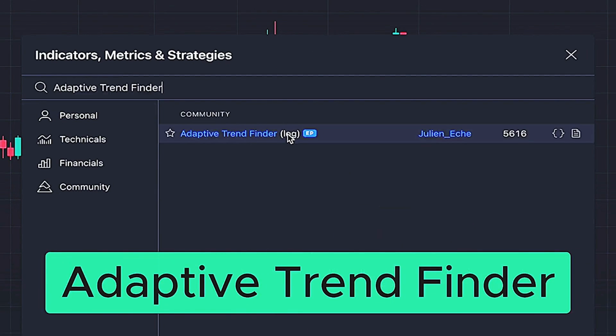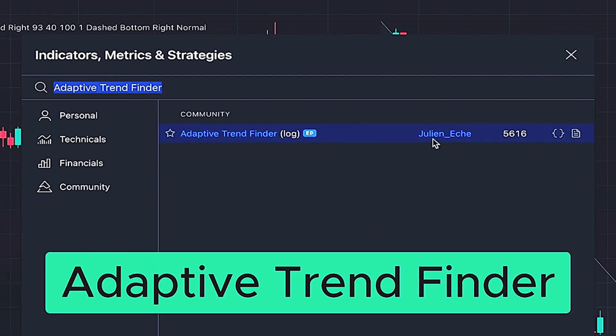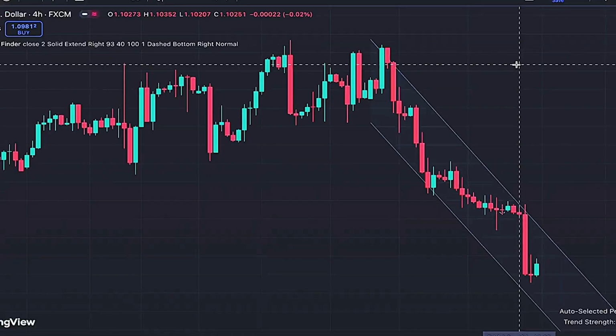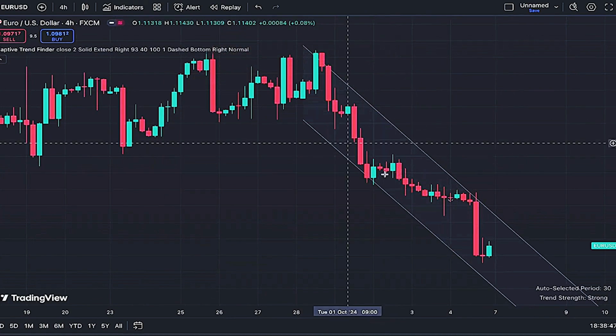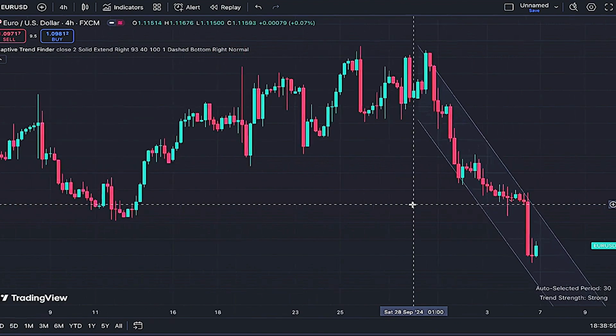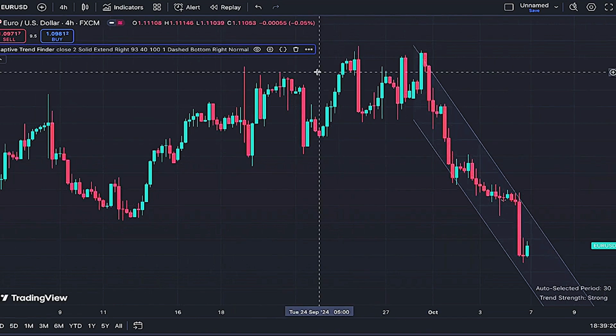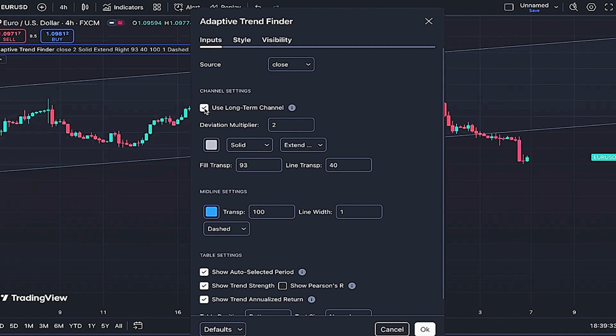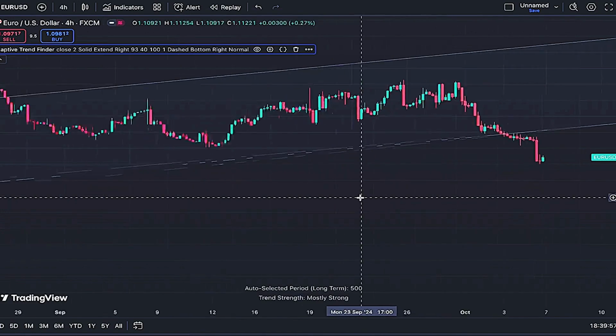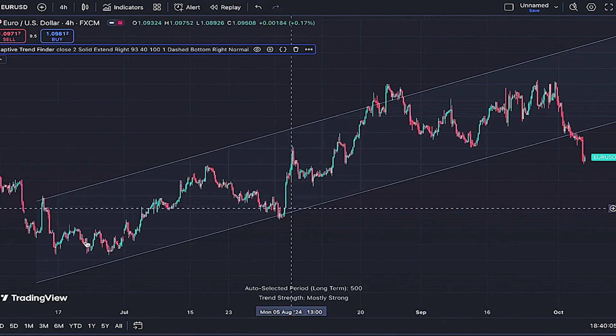Alright, the next one is Adaptive Trend Finder. This one is an editor's picks indicator written by Julian H.A. This indicator is one of the best indicators for identifying trend lines and trend channels on the chart. By default, it shows the short-term trend of the market, but in the settings of the indicator, you have an option for showing long-term channels. And as you can see, now the indicator is showing the longer-term trend of the market.